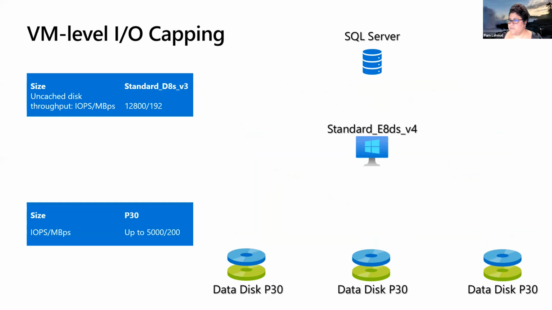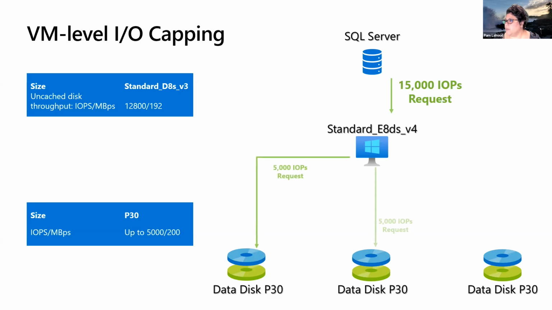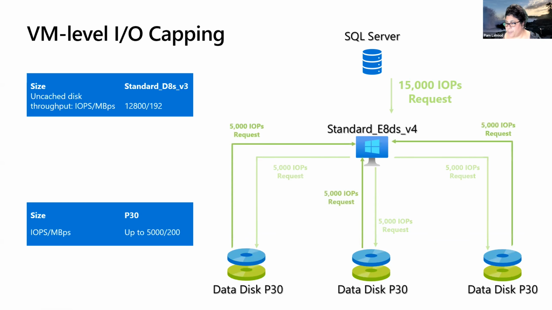What about the VM level? VM level also has a cap. So the VM level's cap is 12,800 IOPS. So going through our example, let's say that our workload increased against our SQL Server, and now we're throwing 15,000 IOPS at the VM. So in this case, I'm breaking it down 5,000 to each P30 drive. Now the P30 drives can handle 5,000 IOPS. So they will return back the 5,000 IOPS just fine. There will be no capping happening at the disk level. However, the VM cannot handle that much. The VM can only handle 12,800 IOPS.